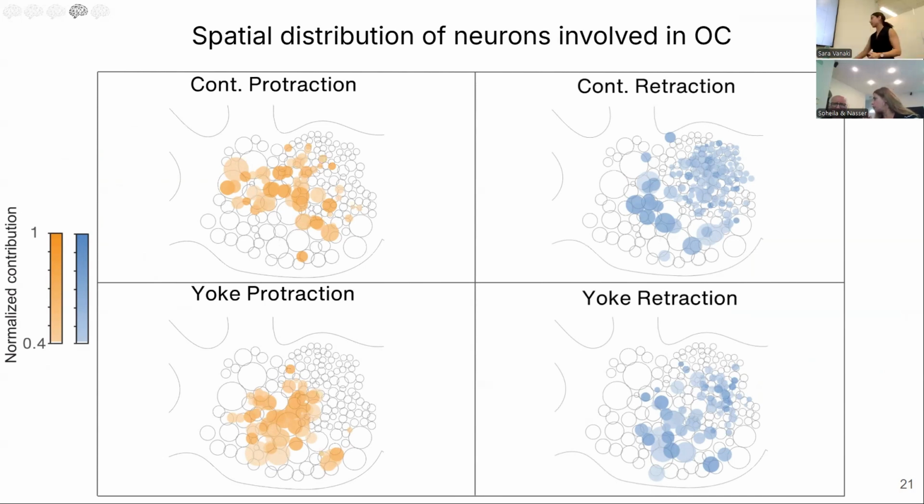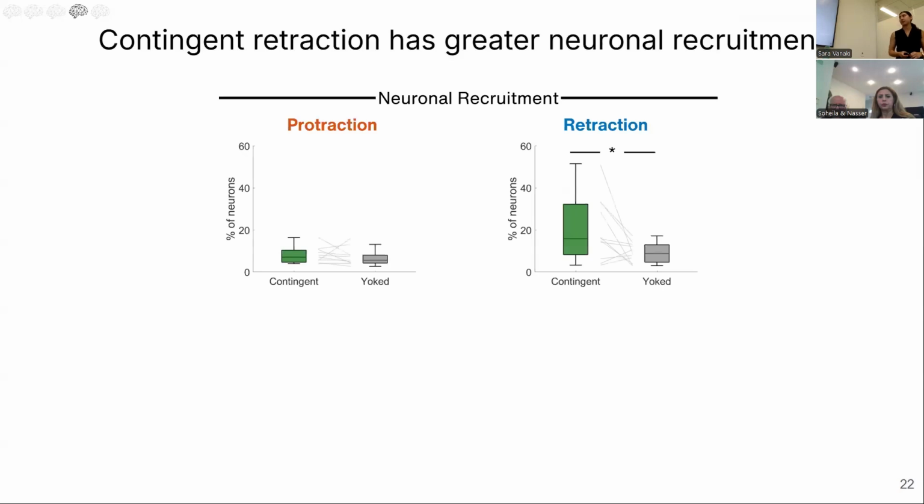What we can notice is that on the top right, where my marker is, for contingent protraction, there seem to be more neurons active in the top right-hand corner compared to yoke protraction, but this trend is much more pronounced in contingent retraction compared to yoke retraction, just the sheer number of neurons contributing to these patterns. So we wanted to look at the percentage of neurons per experiment that are above 0.4. And when we did this for retraction, we did indeed find that there is a higher percentage of contingent neurons that are contributing to retraction.